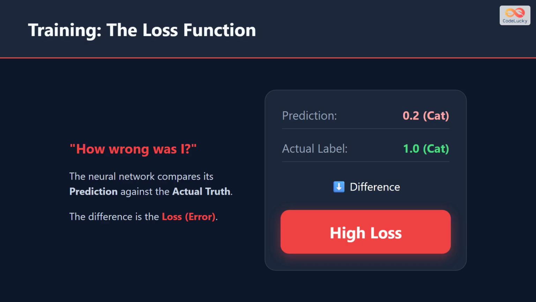When a network first starts, it is terrible at guessing. It needs a way to measure how wrong it is. This is where the loss function comes in. It compares the network's prediction against the actual correct answer. The difference between them is the loss or error. A high loss means the network is performing poorly.